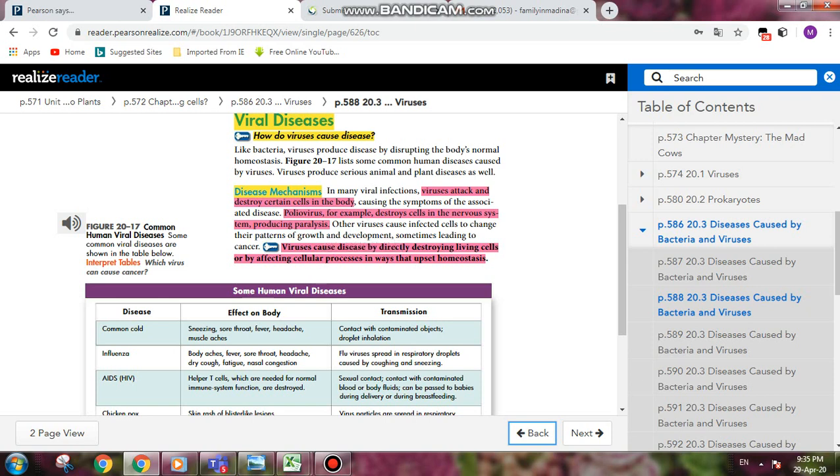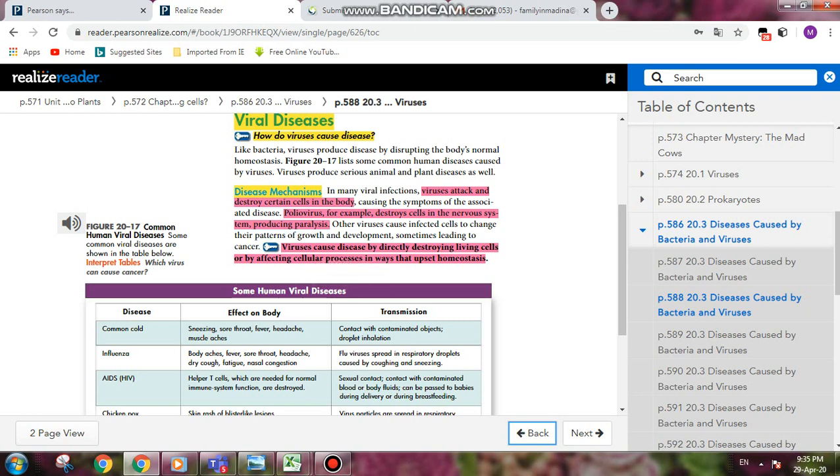For example, poliovirus is an example of viruses that can destroy the cells, especially in the nervous system, producing paralysis. Polioviruses, girls, that's what cause شلل الأطفال. Okay, this is a virus that affects or destroys cells in the nervous system, producing paralysis.